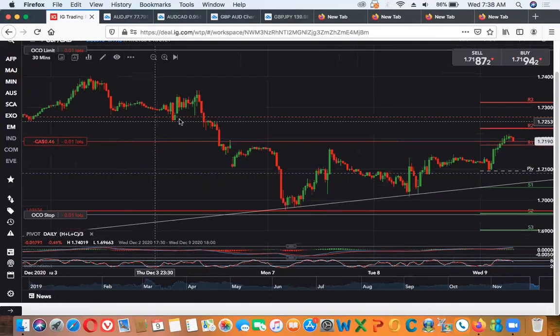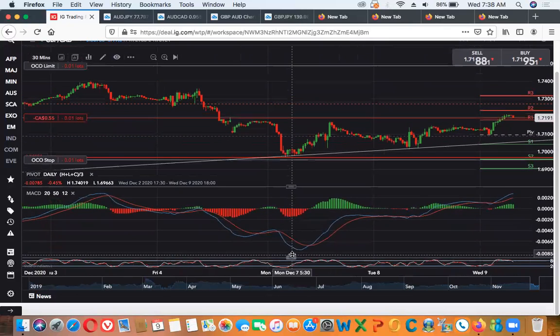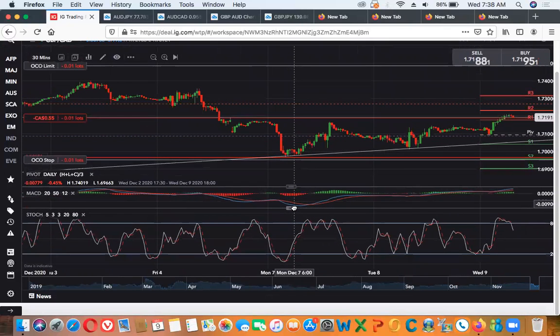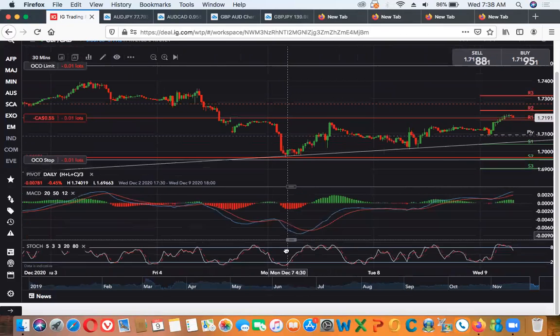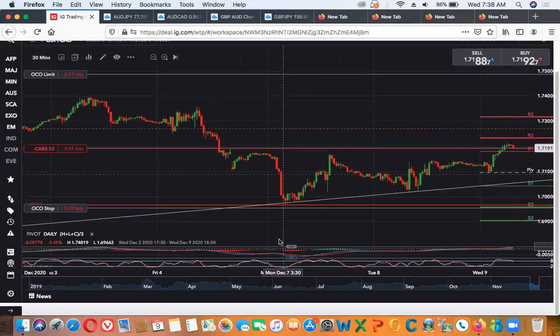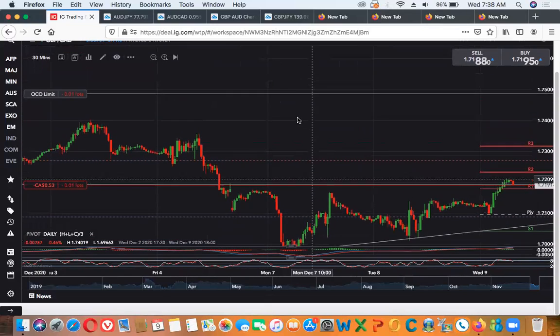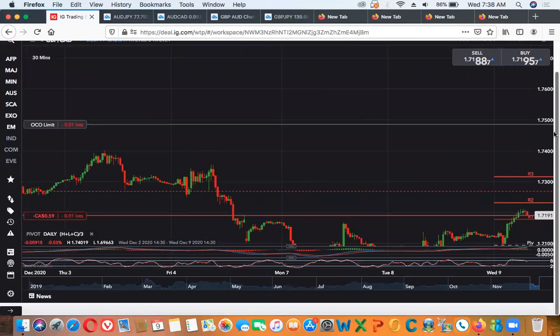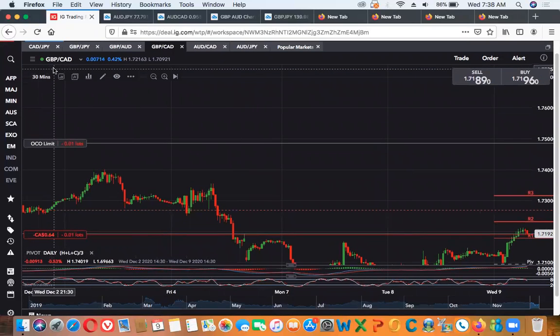All right. So taking a look at the stochastic, it looks like we're in overbought territory. Right now I'm taking a look at the 30-minute and I am on GBP, Great British Pound CAD.